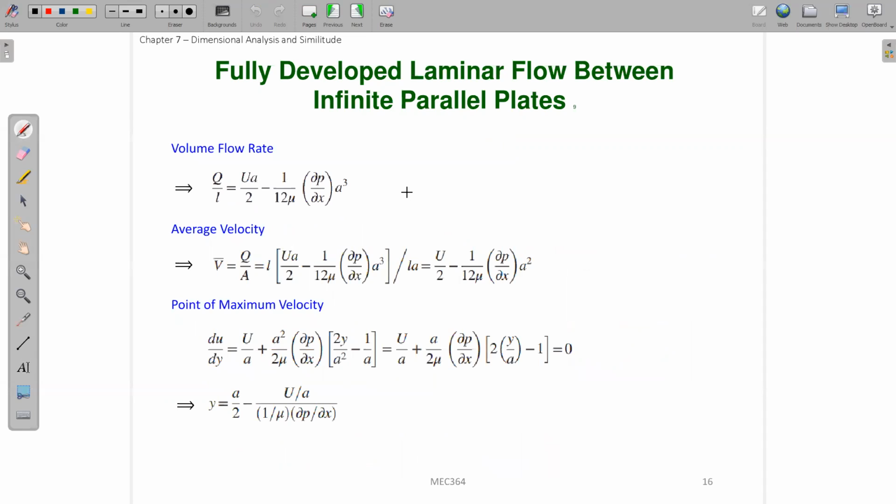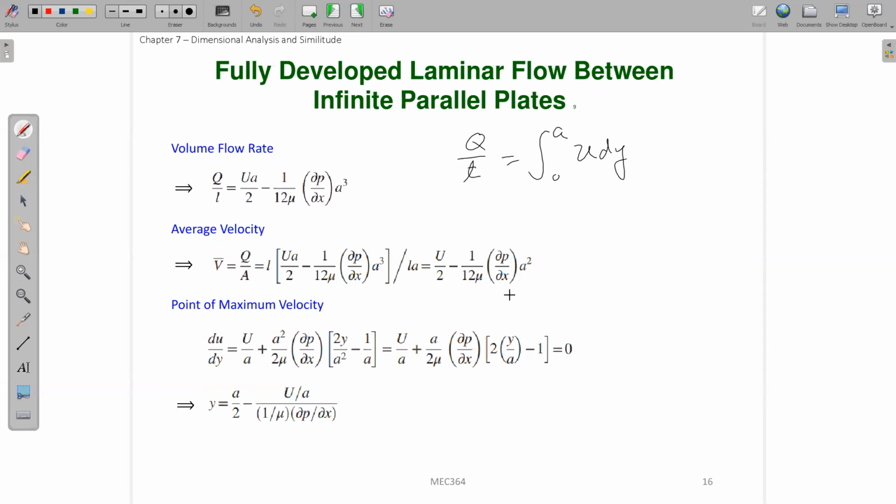You can also calculate what the new volume flow rate will be. Just do the integration as before, right? Because Q per unit length should be integrated from 0 to a, u dy. You can calculate this one. And after you calculate Q, you can calculate what the average velocity will be. The average velocity will be Q over a, which will be equal to this one.